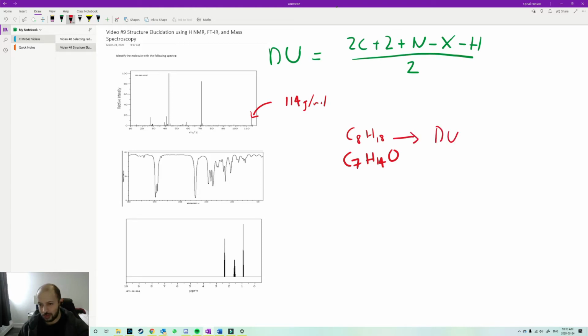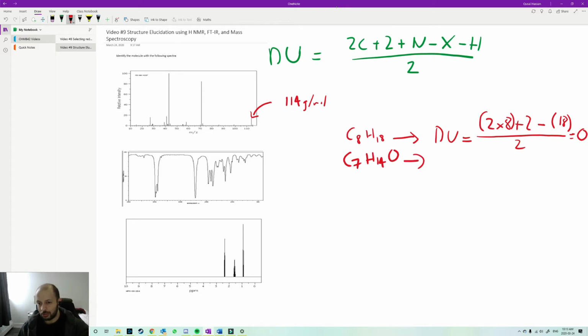So the degrees of unsaturation for this one is going to be equal to (2 times 8 plus 2 minus 18) all over 2, and that is equal to 0. So that means there are no double bonds, no rings, nothing, right?